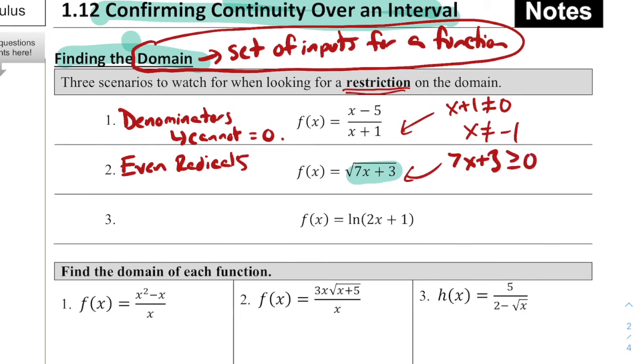And so if we subtract that, that means that 7x is greater than or equal to negative 3, and that x would have to be greater than or equal to negative 3 over 7. This would be the restricted domain for that particular function. X could be any value that's greater than or equal to negative 3 over 7, but it cannot be anything that's less than that because it would make the part under the square root negative, and that doesn't work for radicals. Why did we say even here?